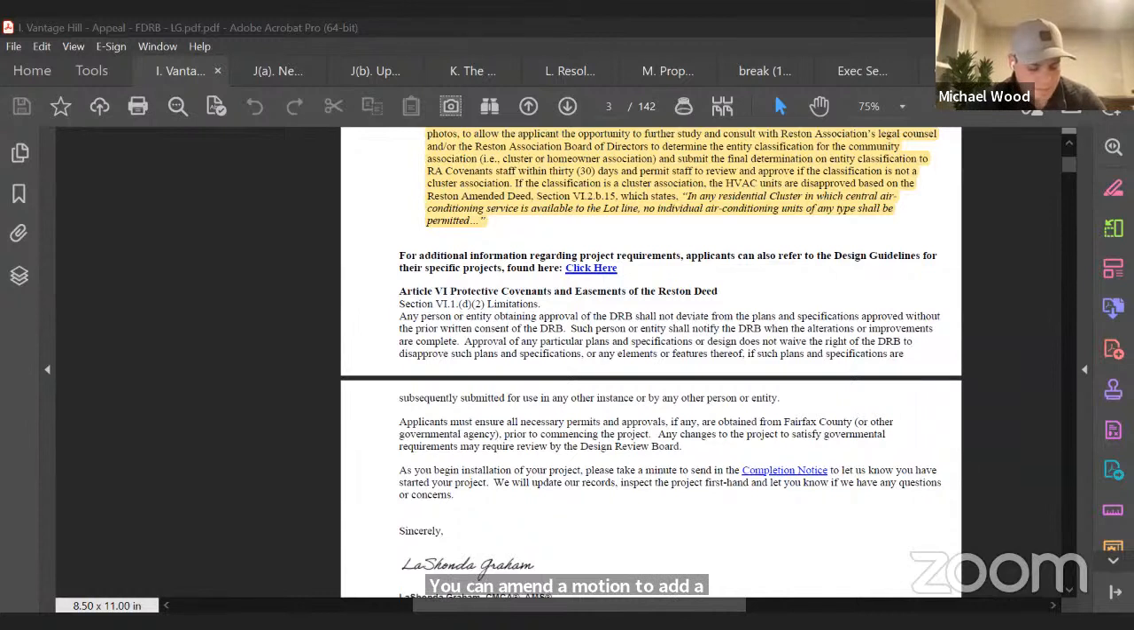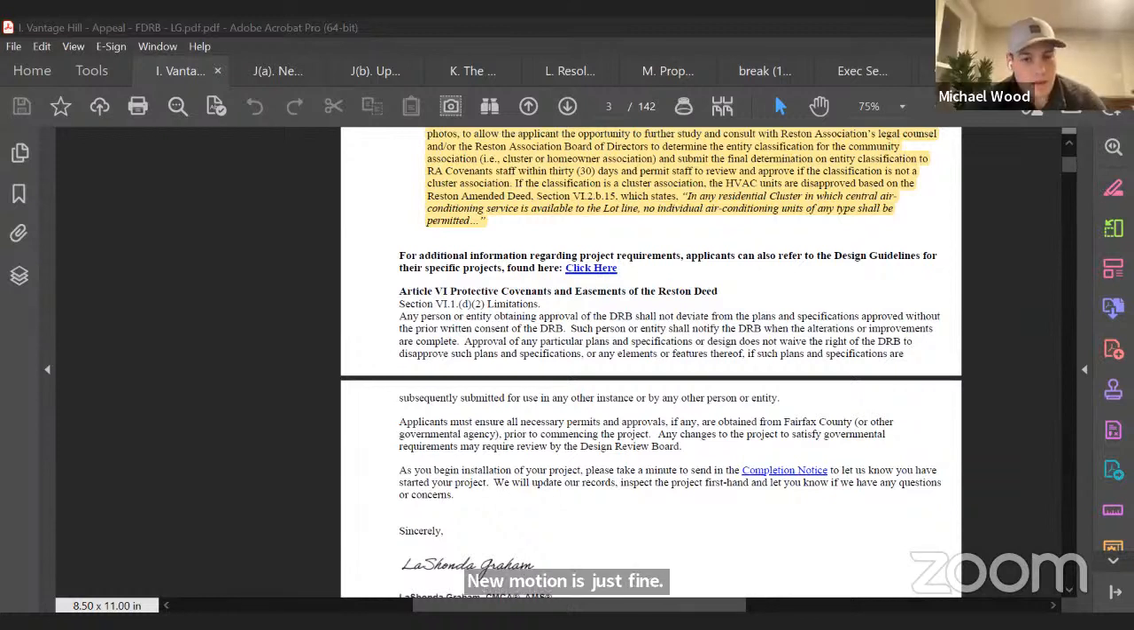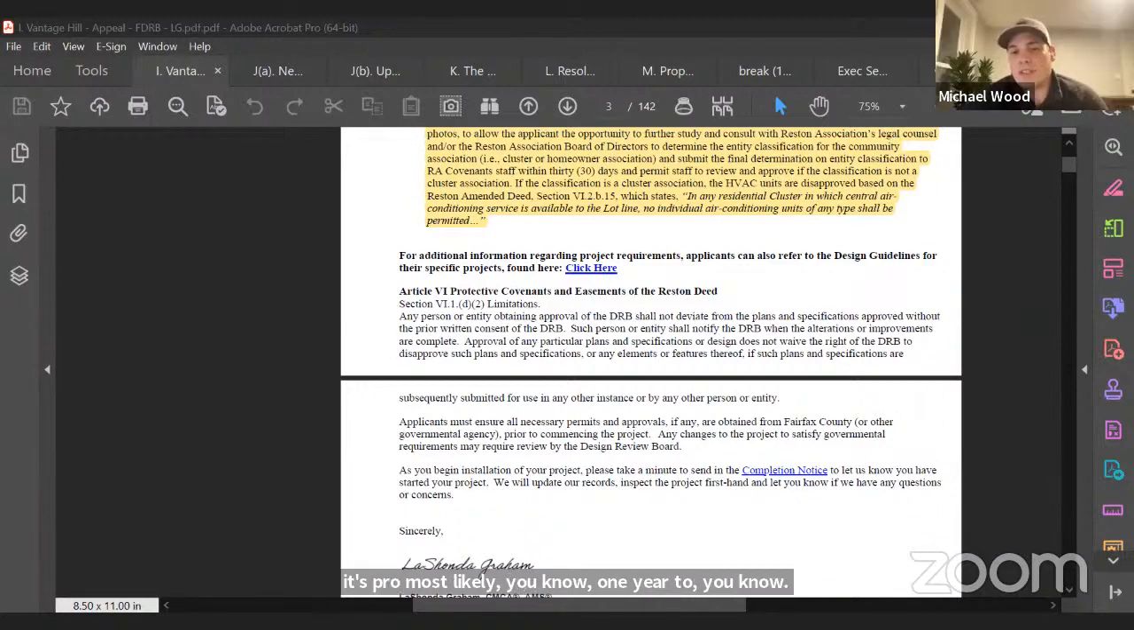Tony, is that okay? A new motion is just fine. Okay. So I will make a new motion just to add a timeline to this application as well. Robbie, Lynn, it's 3 years, you think appropriate? Yeah, most likely, 1 year to get shovel ready and get our LD permits, and then a 2-year build out is probably good. So worst case, you wouldn't need to come back for an extension.